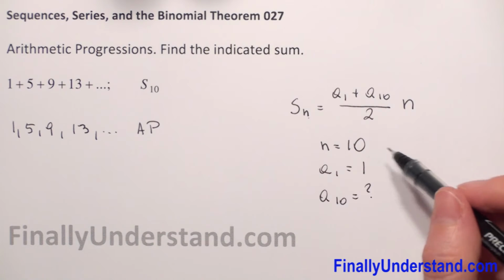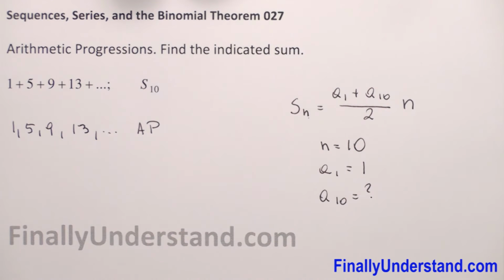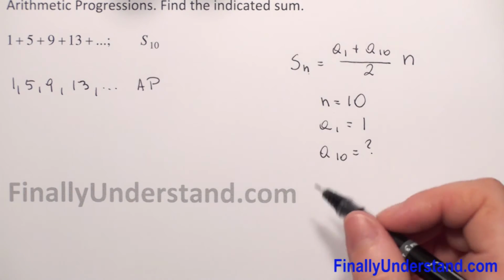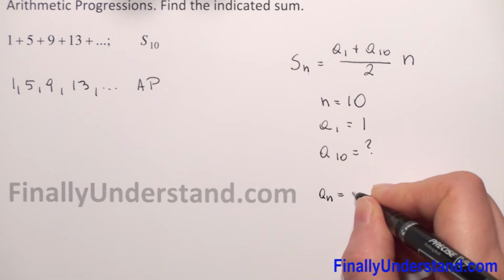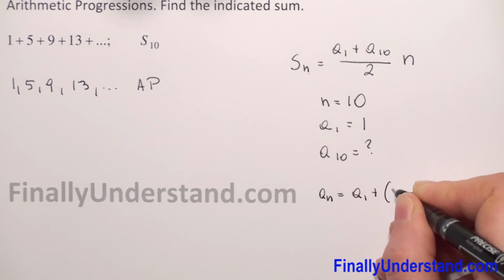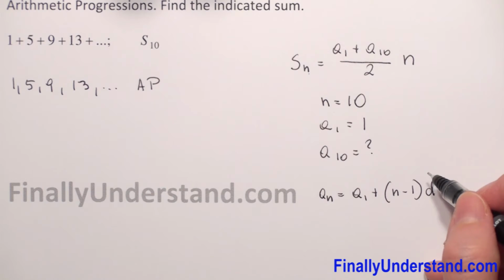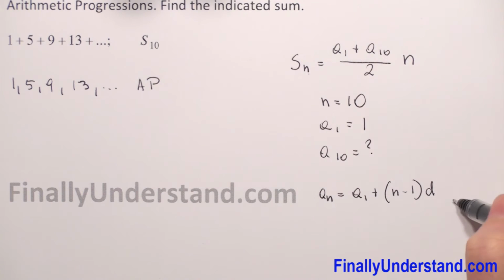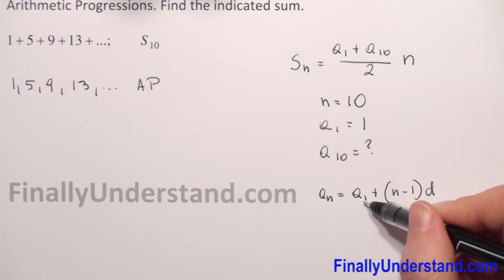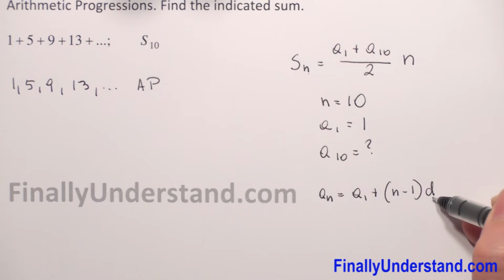We don't have a10, but because this is an arithmetic progression, we know that the formula for the nth term is a1 plus (n minus 1) times d, where d is the common difference. To find the 10th term, we will use this formula. We know the first term, and we know n is 10. We don't have d, the common difference. How do we find the common difference?